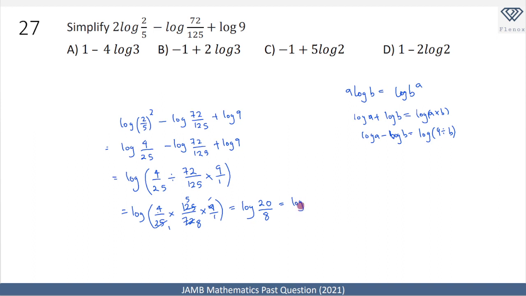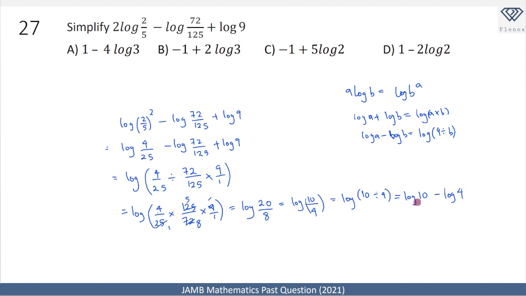Log of what? If I divide both sides by 2, log of 10 over 4. Now if you look at this carefully, I can take this and reverse it back. So this is the same thing as saying log 10 divided by 4. And if I want to take it back using this law that I have over here, it's the same thing as saying what? It's the same thing as saying log 10 minus log of 4.